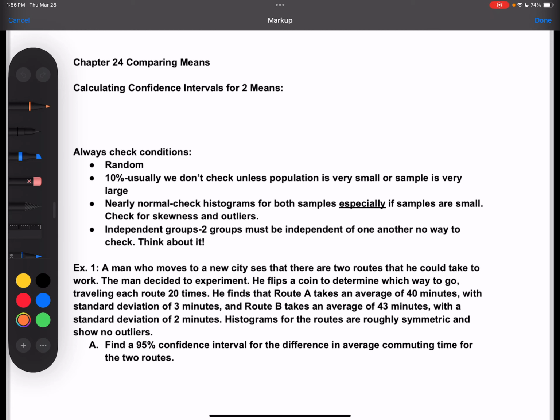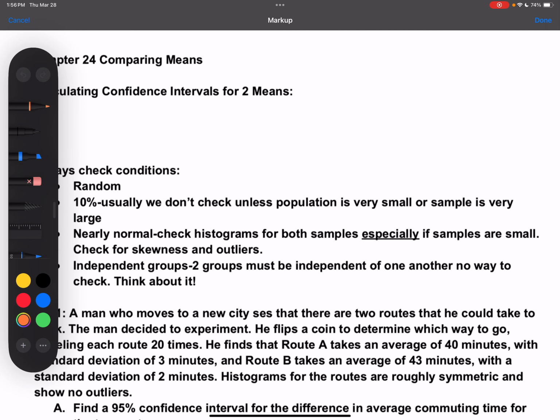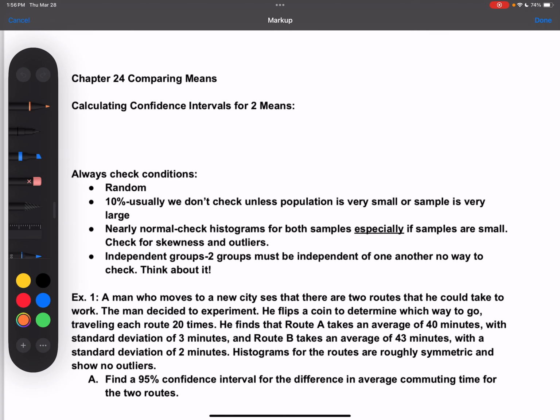All right, so calculating confidence intervals for two means. These are the formulas we kind of just talked about, but you also have them here. Confidence interval is y bar 1 minus y bar 2 plus or minus t star for whatever the degrees of freedom are times the square root of s.